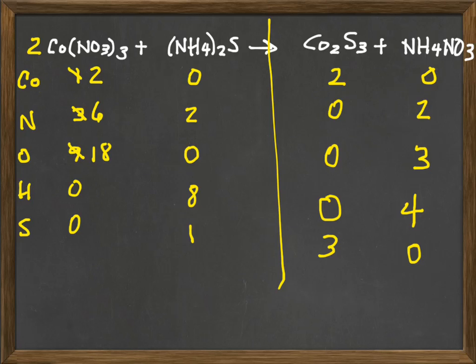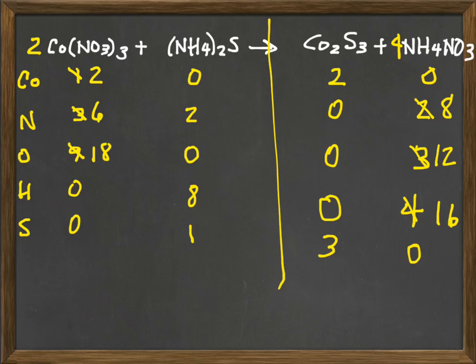So I could put a 4 in front of the ammonium nitrate because that will multiply everything in it by 4. 4 times 0 is 0 still. 4 times 2 is 8. 4 times 3 is 12. 4 times 4 is 16, and 4 times 0 is still 0. Now that didn't mess up the cobalt, so I'm safe. So now I've got cobalt and nitrogen taken care of. I need to check out the oxygens.